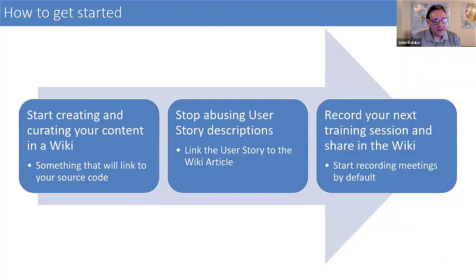So how do you get started? First off, hopefully you have a wiki in place, some way of curating content outside of just some general document management system, something that preferably also links to your source code and your work items. And then you've got to stop abusing user stories. If you're within an Agile team, start using your wiki and just reference your user stories to the documentation.